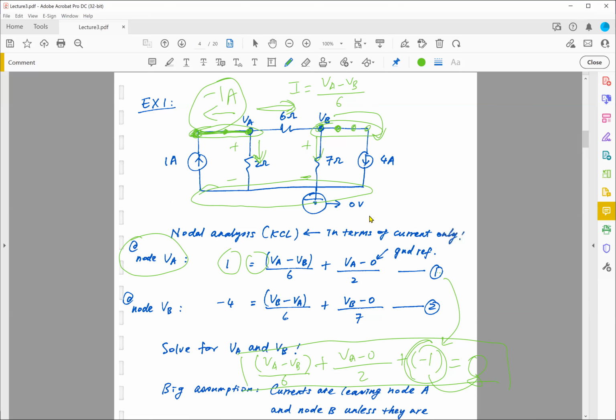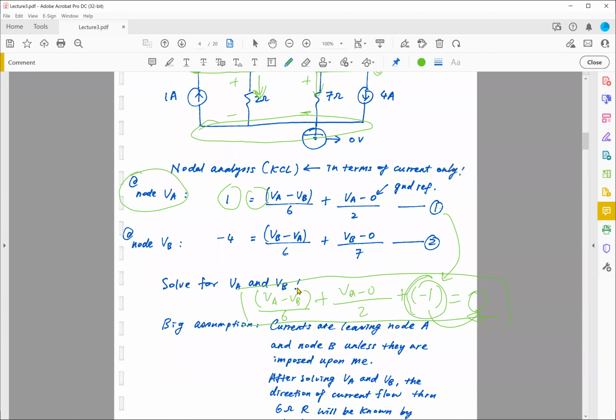If I want, I can move this 4 amp to the other side of the equal sign, such that I have a negative sign over here. The reason I'm doing this step is so that I can make this equation in a similar form to my equation number 1, so that when I solve for the unknown node voltages, I can just use elimination.